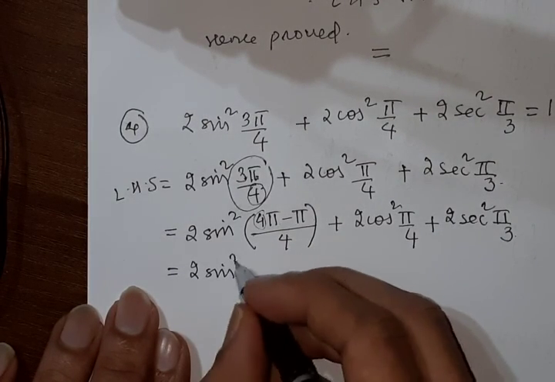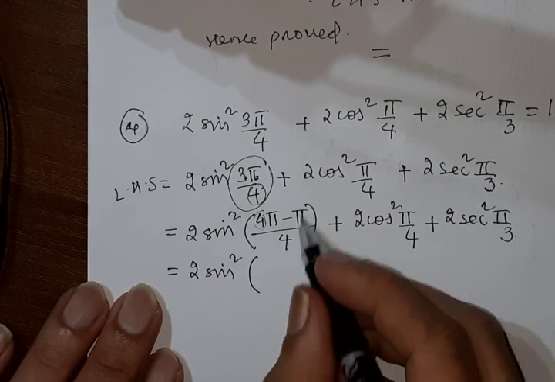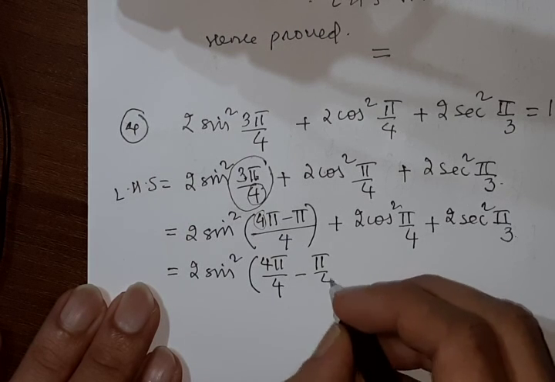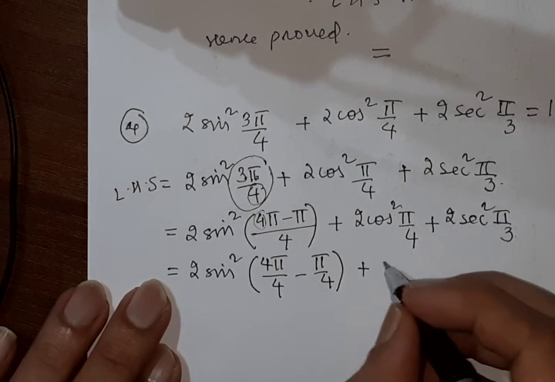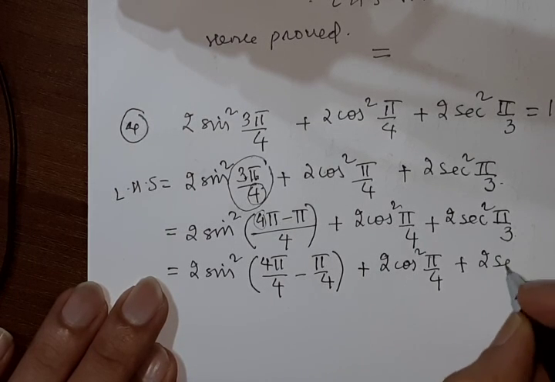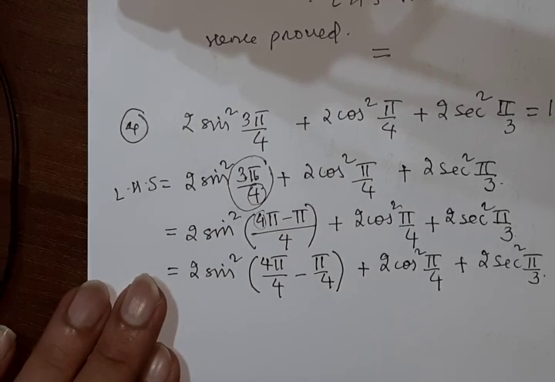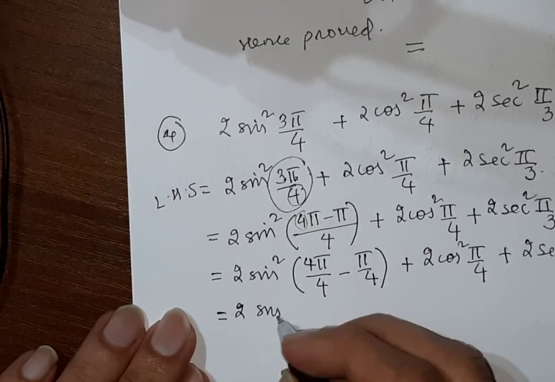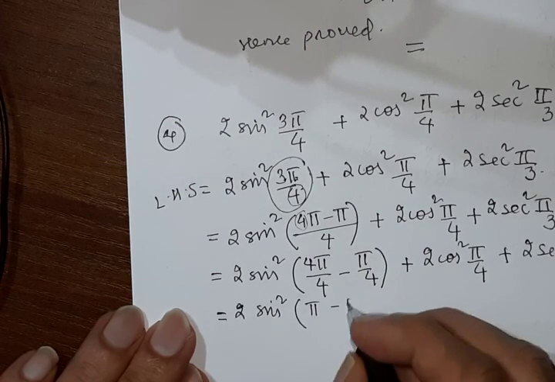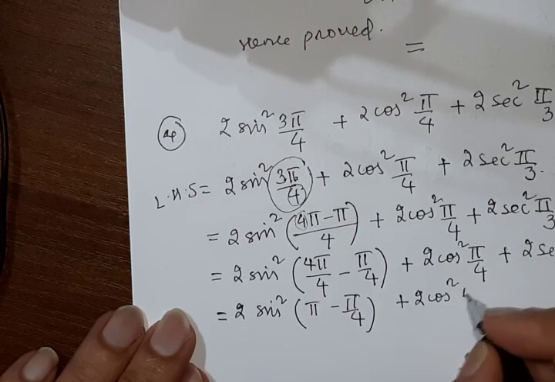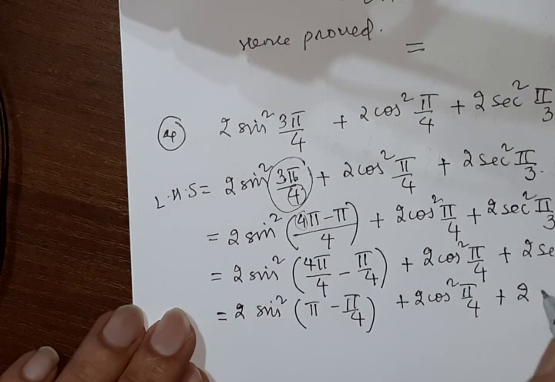Now which is equal to what? 2 sine square, okay. Now you separate the numerator, so 4 pi by 4 minus pi by 4, so plus 2 cos square pi by 4, right, plus 2 sec square pi by 3. Now this we can write it as 2 sine square (pi minus pi by 4), okay, and this we will keep it as it is. So 2 cos square pi by 4 plus 2 sec square pi by 3, okay.